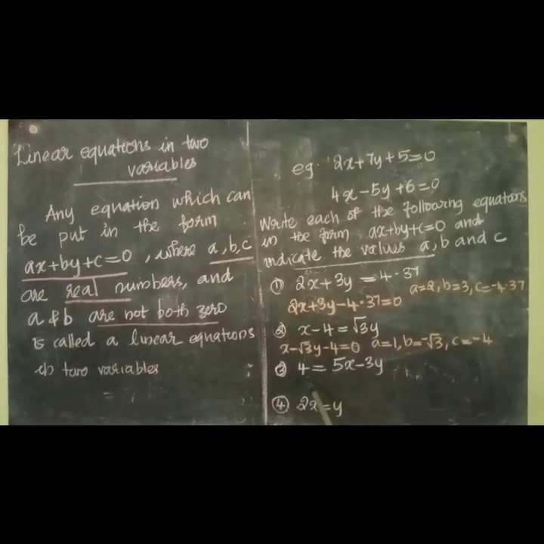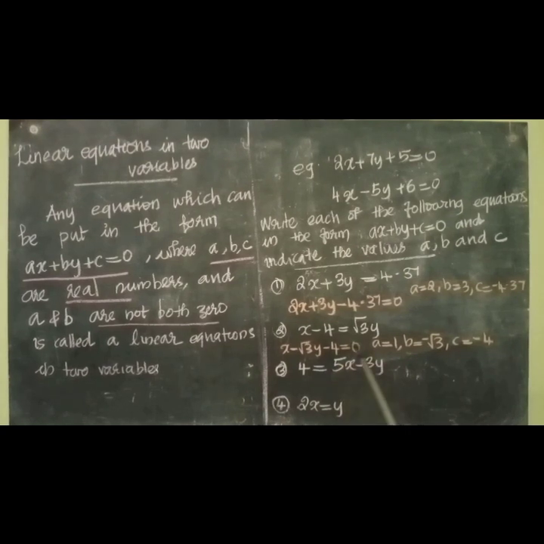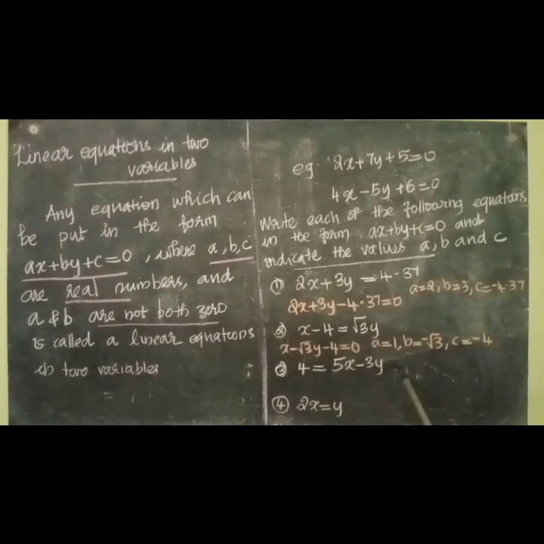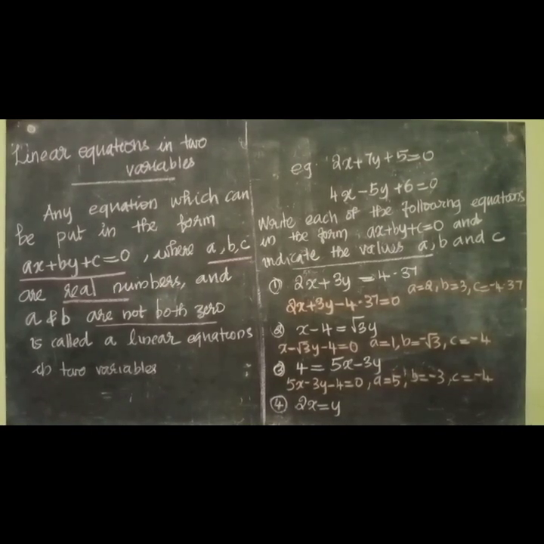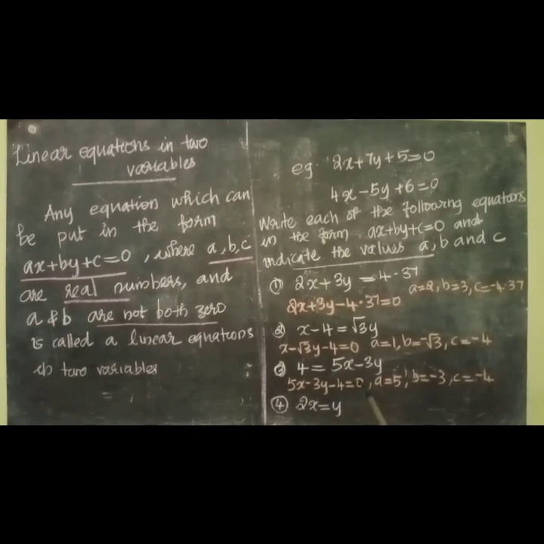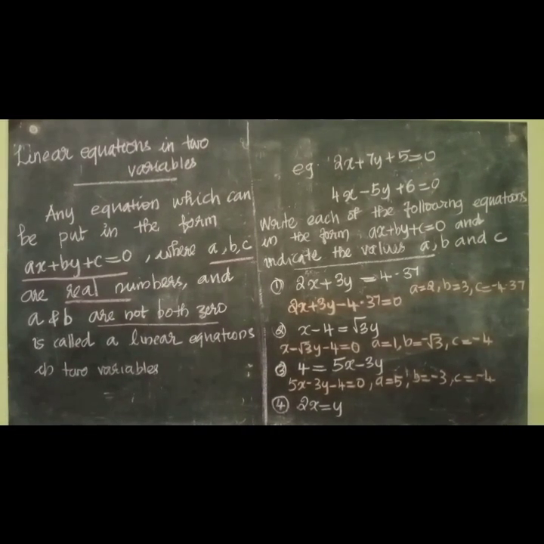Third question, 4 equal to 5x minus 3y. Now both our variables are on the right side, so we can take this 4 also to the right side. This is plus 4 here. If we take it to the right side, it becomes minus 4. So we can write 5x minus 3y minus 4 equal to 0. A equal to 5. B equal to minus 3. C equal to minus 4.